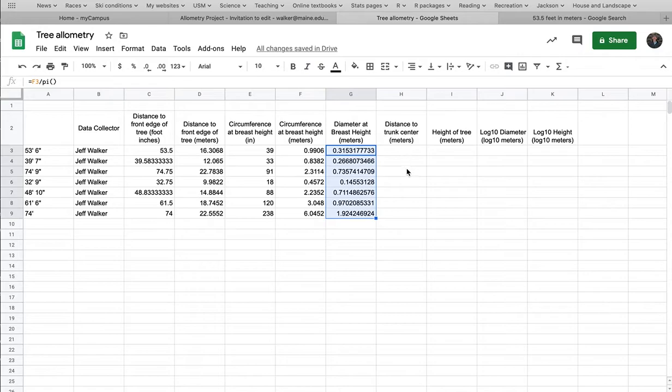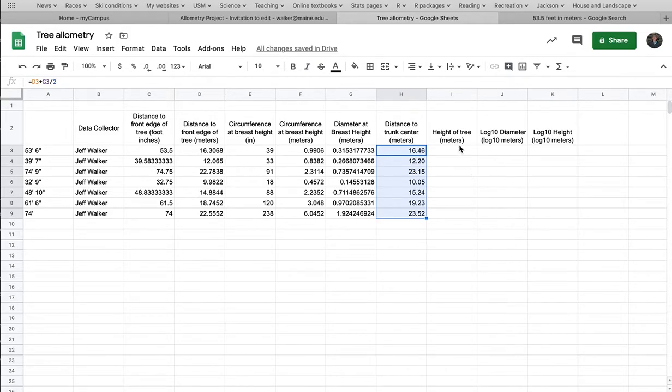Distance to the trunk center. Okay, so this may be confusing. What is this? We've measured the distance to the front edge, but now we want the distance to the trunk center, right? Well, this would be the distance to the front edge plus the radius of the cross section, right? At least that would be the distance at breast height. So the distance to trunk center will be the distance to the front edge plus 1/2 the diameter. All right, that number should be just a little bit bigger than this number here. That looks good. It passes the straight face test.